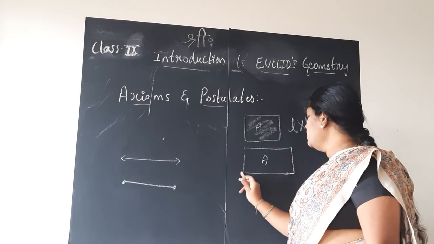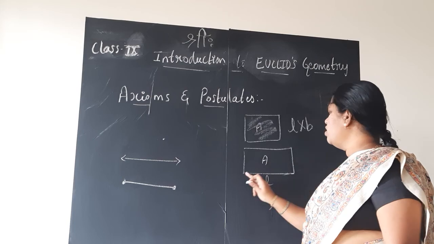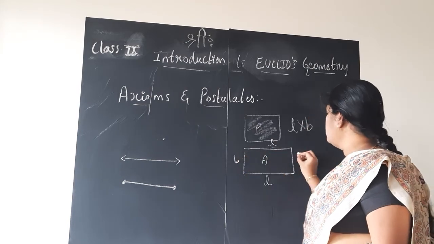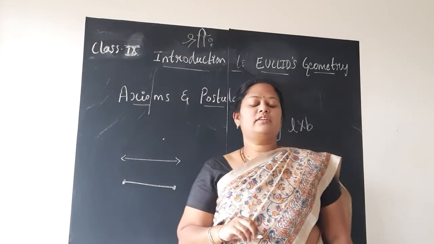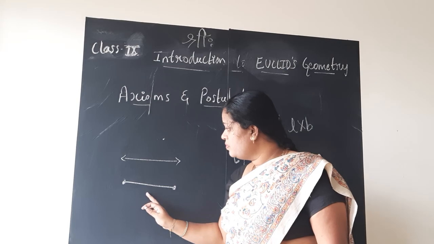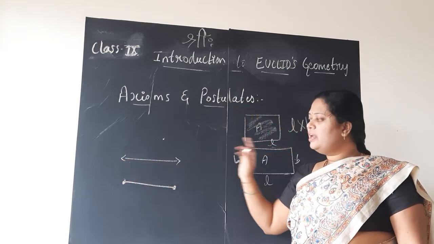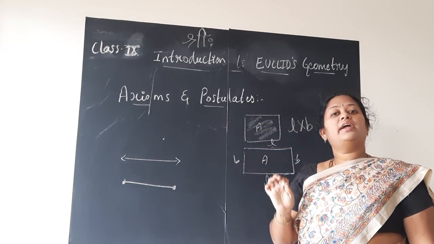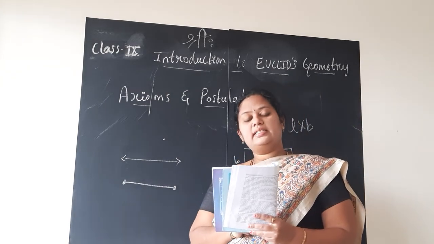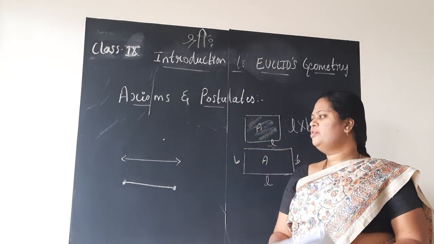So which is the length? The longest side of the rectangle is called length, and the other two sides are called the breadth of the rectangle. You know all this. So what he is telling is, a line means, see, a simple line it is. It is breadthless. He says a line is a breadthless length, children. What do you mean by this?